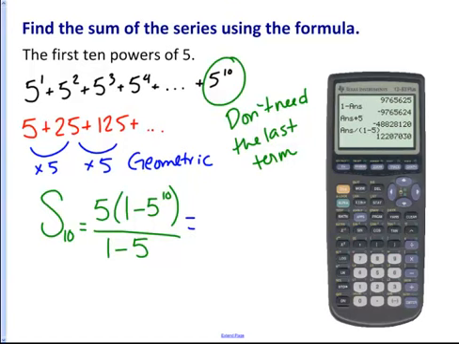All right, so it looks like if we were to add all those up, no surprises there since the numbers get pretty big at the end, our answer is 12,207,030.